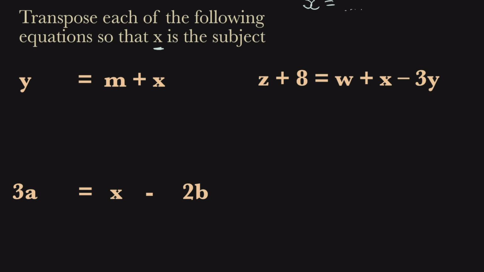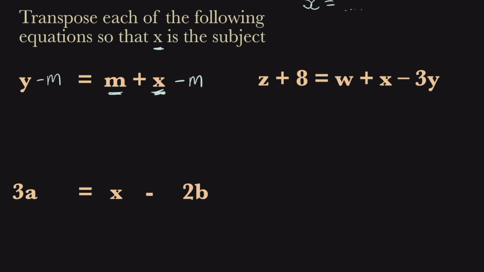Okay, so x over here is with this term m, but we want x by itself. So what we can do is we can take away m off that side, and we also have to take away m off that side.